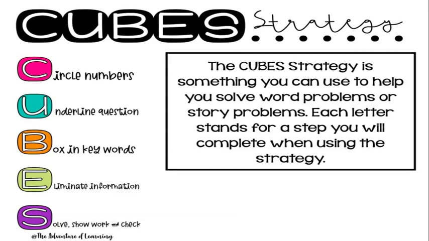Today we're going to learn about a strategy we can use to help us solve word problems called the cube strategy. The cube strategy is something you can use to help you solve word problems or story problems. Each letter stands for a step you will complete when using the strategy. C stands for circle numbers. U stands for underline question. B stands for box in keywords. E stands for eliminate information. And S stands for solve, show work, and check.